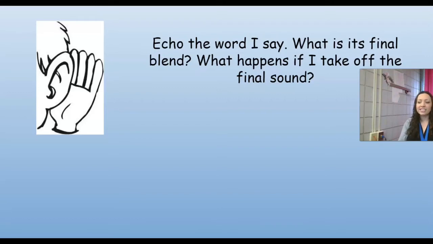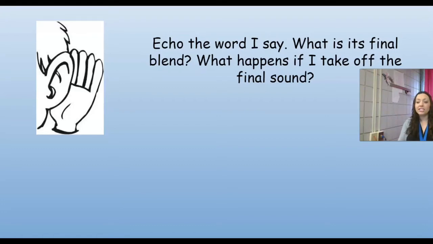What about risk? Risk. That's right. That final blend is sk. So if I have risk and I take off the sk, I'm left with ri. Very good. All right. How about toast? Toast. That's right. The final blend is st. What letters make that sound? That's right. S and T blend together. And if I have toast, I take off the st. I'm left with toe. Very good.